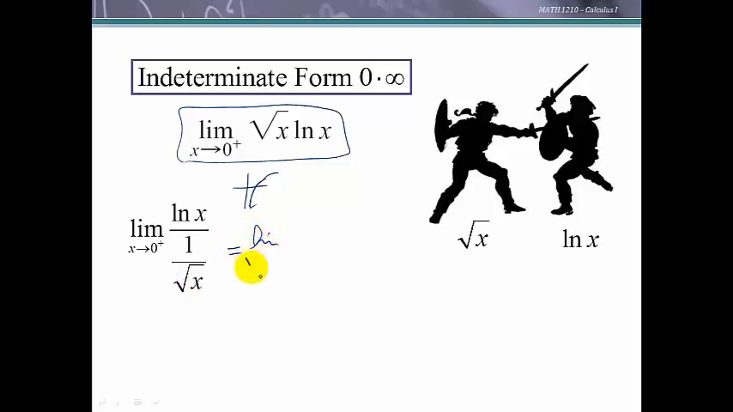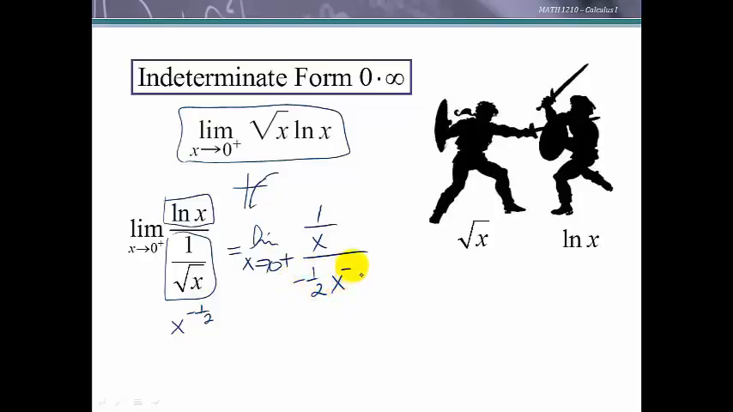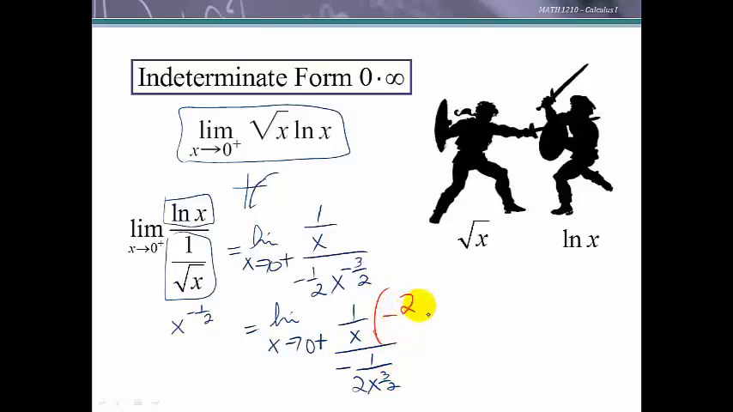So this equals the limit as x approaches 0 from the right-hand side of the derivative of the numerator, which is 1 over x, over the derivative of the denominator. I'm going to express the denominator as x to the negative 1/2 so that I can use the power rule. Power out in front, decrease the power by 1. Now let's look at the limit as x approaches 0 from the positive side of 1 over x over negative 1 over 2x to the 3/2. Then simplifying, we multiply by the reciprocal, negative 2x to the 3/2 over 1.